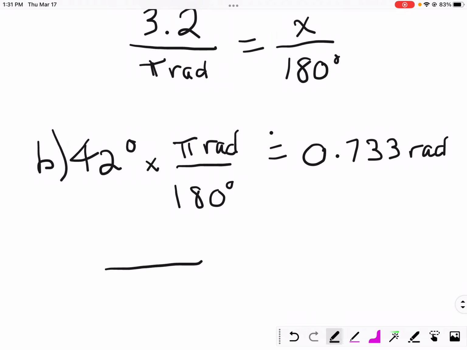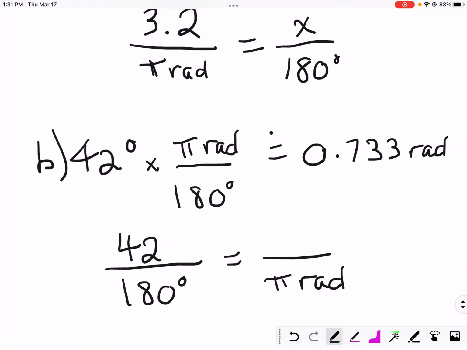And we could have done this. We could have done 180 degrees is pi radians. And where does the degrees go? It goes above the degrees. That should make sense. Put that there, and we would get that result if we multiplied both sides by pi.